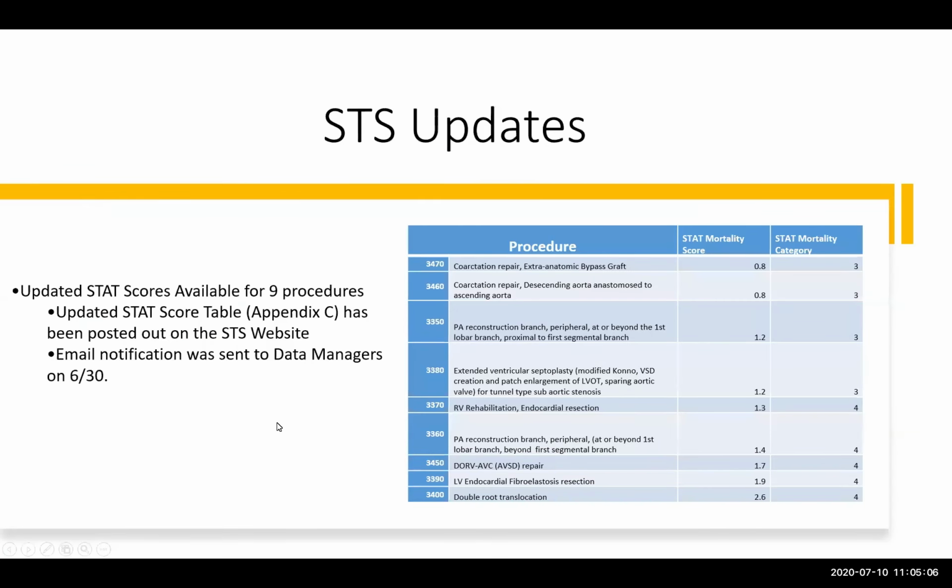For our STS updates, again, I just wanted to share this slide from last week for those that may not have been able to join the monthly webinar. Again, these additional procedures represent a list of new procedure codes that were added in 2019, version 341. The updated STAT score table Appendix C, again, was posted on the website, and I did send a notification out to the data managers on June 30th indicating that this information was posted and the appendix was updated and, again, posted out on the website.